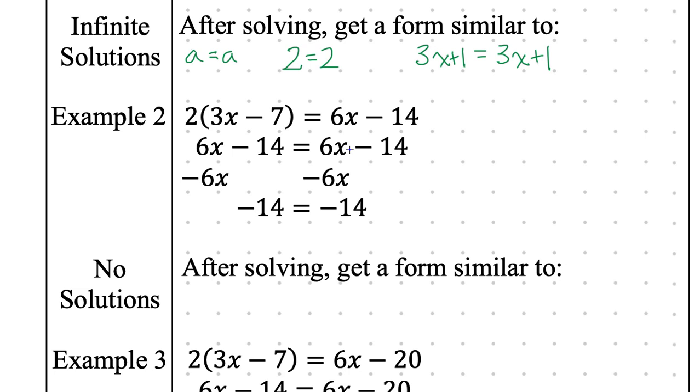The main thing to know here is you could have stopped right here. So I'm going to draw an arrow. You can stop right here, because the left side and the right side are already equal to each other. We didn't even have to subtract 6x from both sides. It definitely makes it clear that -14 is equal to -14.